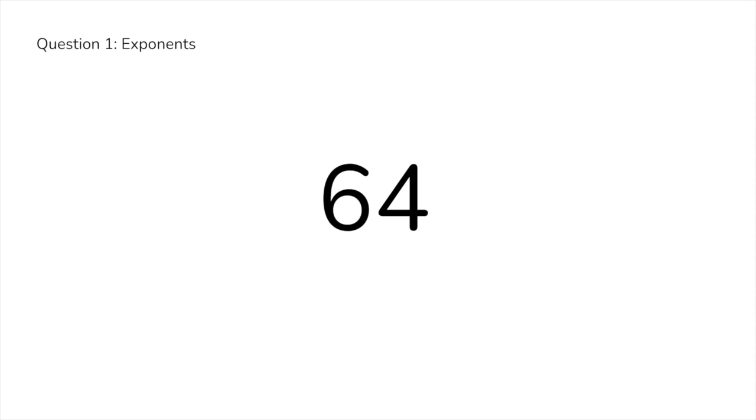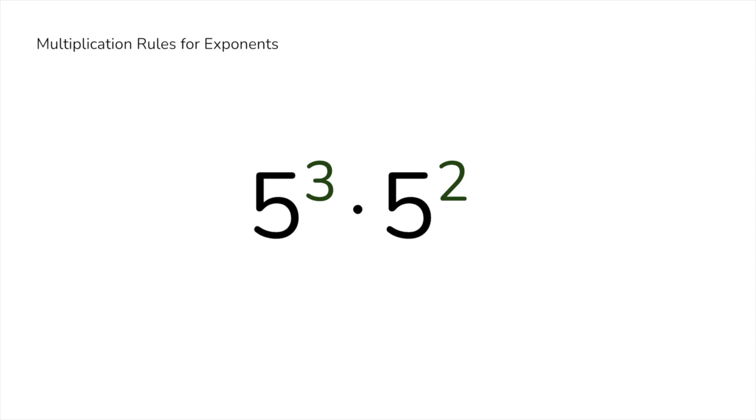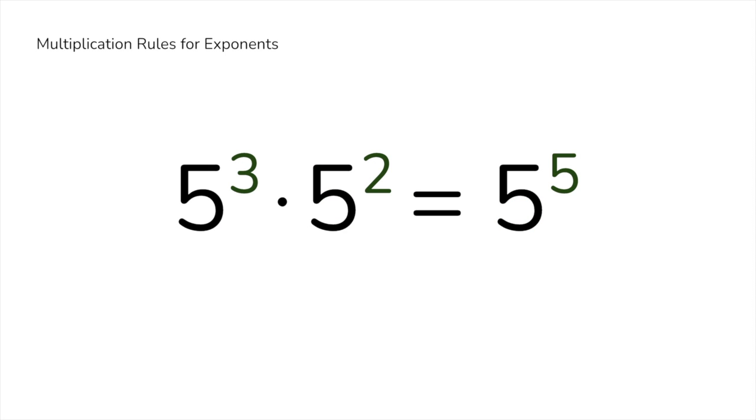Let's move on to the special exponent rules. The first one involves multiplication. It's basically saying that if you multiply two numbers together with an exponent that have the same base, all you have to do is add the exponents together to get the answer, and you keep the base. Let's see an example. We have 5 cubed times 5 squared. Well, since the numbers have the same base, we add the exponents together. 2 plus 3 is 5, meaning that our final answer is just 5 to the power of 5.